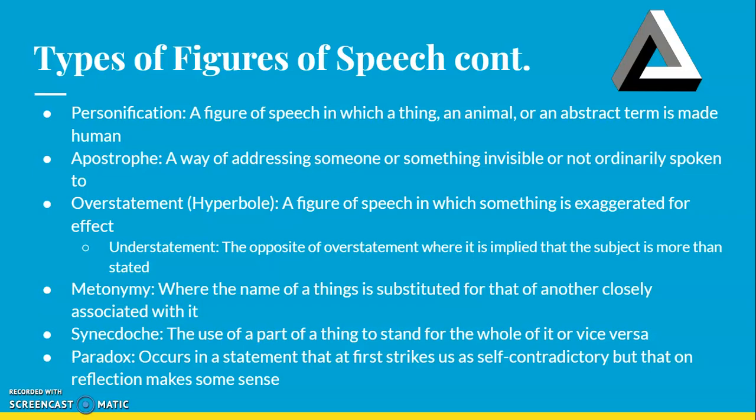and its opposite, understatement, where it is implied that the subject is more than stated. We have metonymy, which is where the name of a thing is substituted for that of another closely associated with it. We have synecdoche, which is the use of a part of a thing to stand for the whole of it or vice versa, and we have a paradox, which occurs in a statement that at first strikes us as self-contradictory, but once looking at it again, it makes more sense.